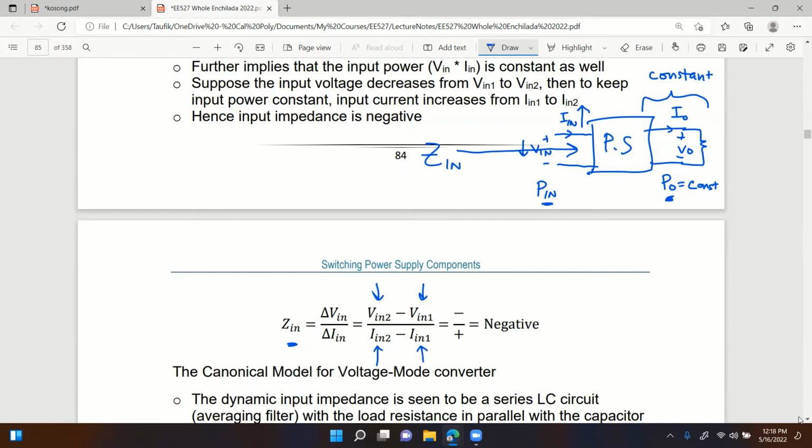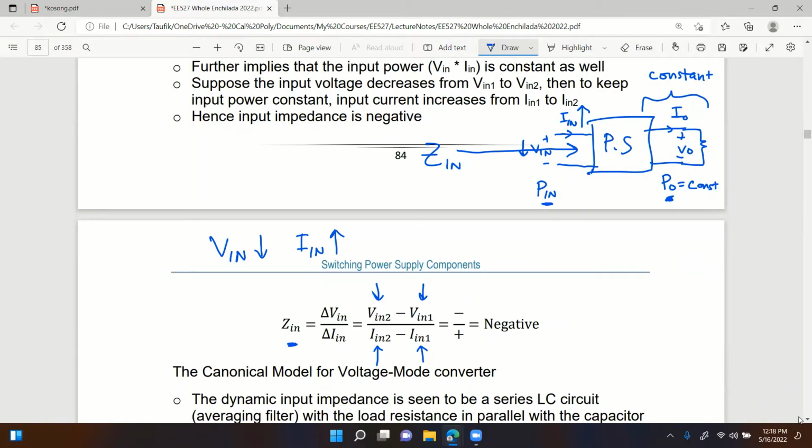What did I say earlier? I said that V in drops, right? V in decreases, which causes I in to increase, right? Why again? Because output power is constant, right? Output power is constant, therefore input power is constant. To maintain constant input power, when V in decreases, I in has to increase. You agree with that statement? All right.